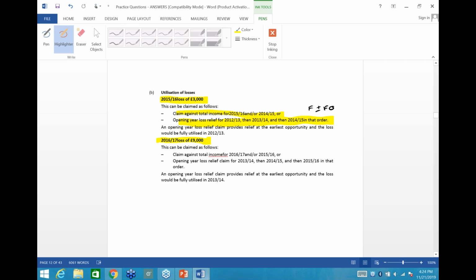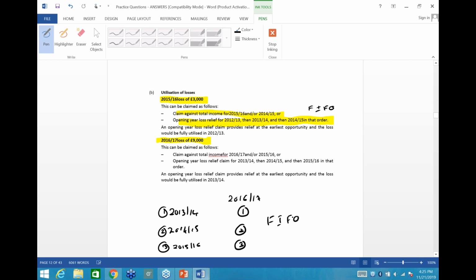So 16, 17, £9,000. You can carry back 3 tax years, starting from the earliest year first. If you do that, you can first set it off against 13, 14 total income, 14, 15 total income, and finally 15, 16 total income according to first in, first out basis.